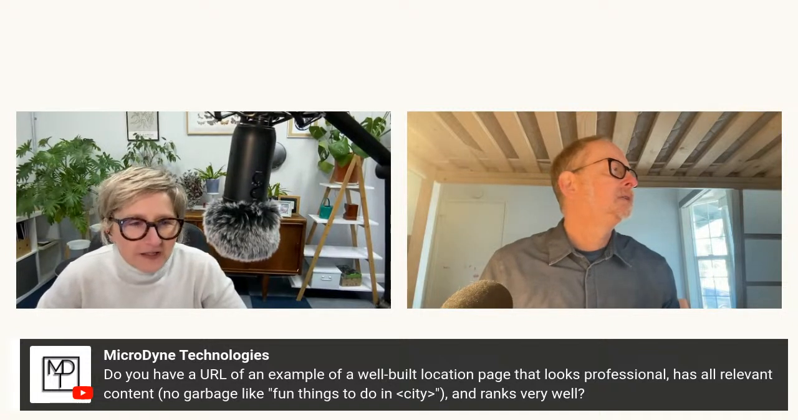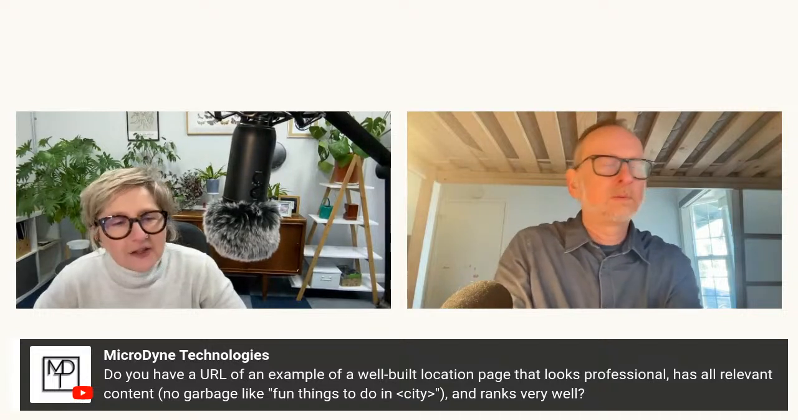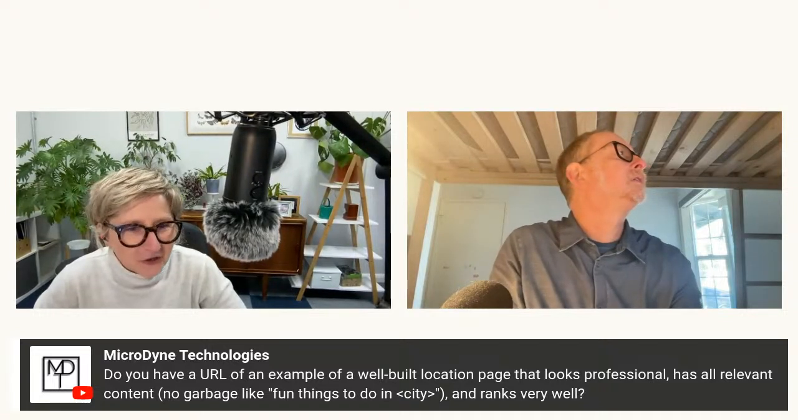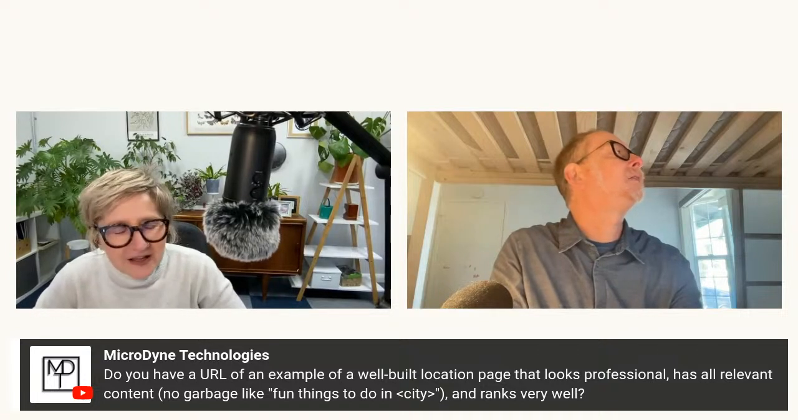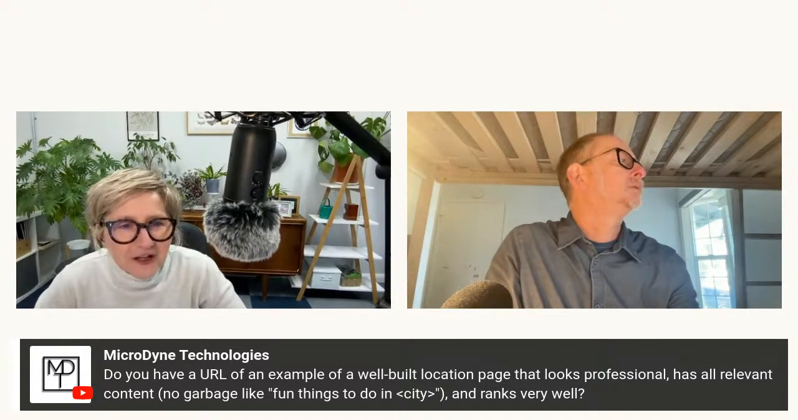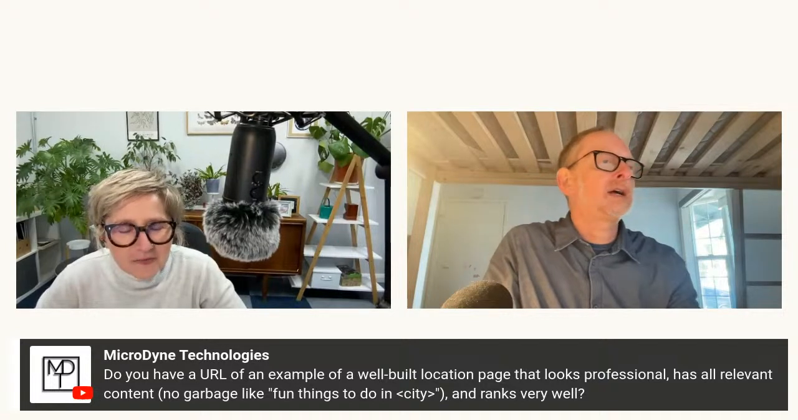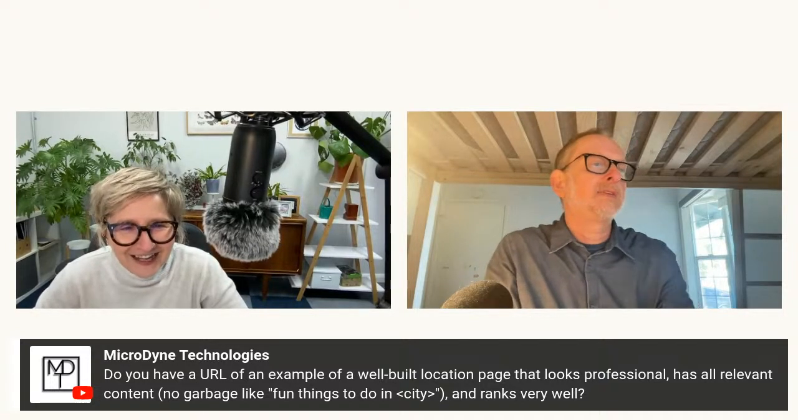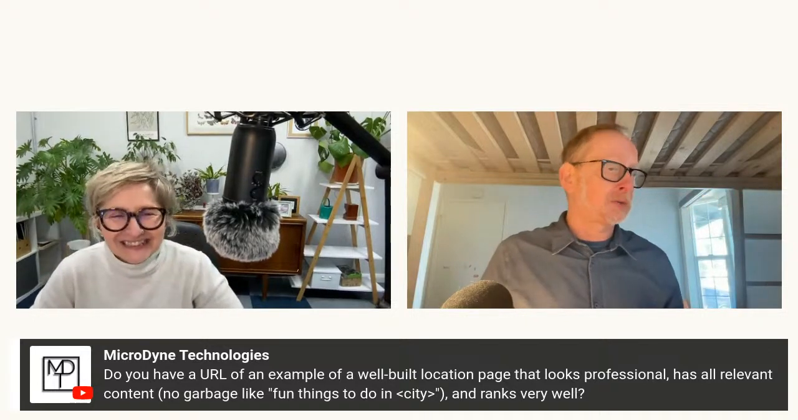Oh, I love this one. Do you have a URL of an example of a well-built location page that looks professional, has relevant content, and ranks very well? It's always nice to put together a little checklist of location pages that people think are really great. It's normally Home Depot. Yeah, that's the one I always use. I haven't looked at it lately, but it does what it needs to do.